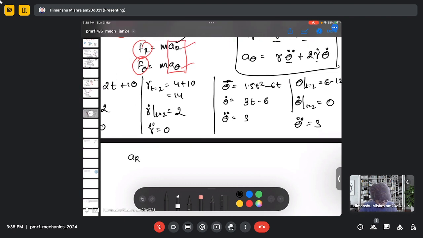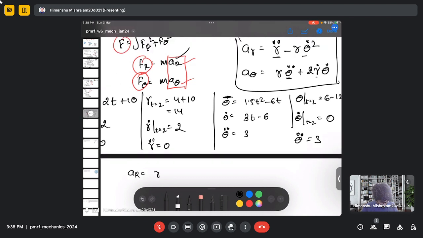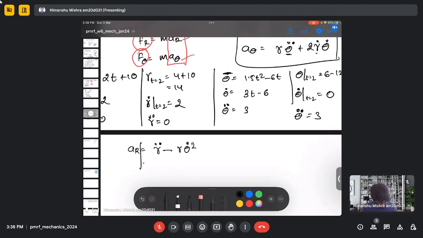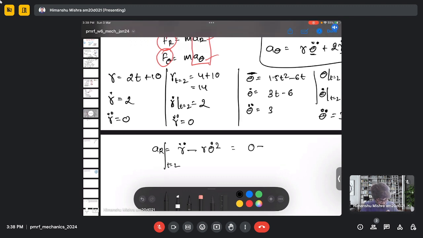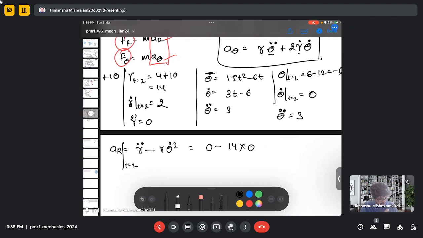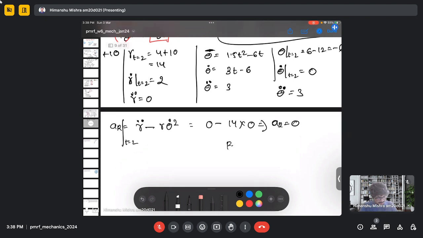So my radial component of acceleration will be r double dot minus r theta dot square. I am finding this at time t equal to 2. My r double dot is 0 minus my r, which is 14, times theta dot, which is 0. So my radial component of acceleration is 0, which means that my radial component of force is 0.